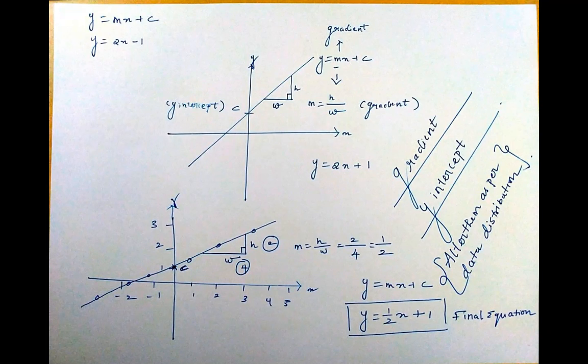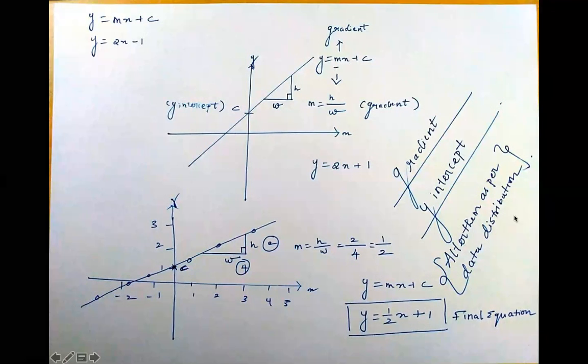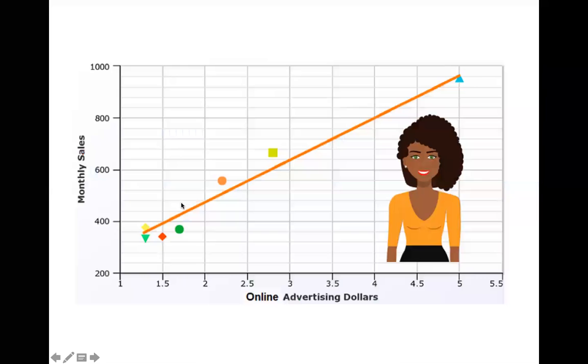So we are going to change the slope and the y-intercept c, that is, the point where the line touches the y-axis, so that we could fit an exact line on the data points here. What is a data point? A data point is the distribution of some features. For example, this is a data point, right? This is the distribution of the feature between online advertising dollars and monthly sales.